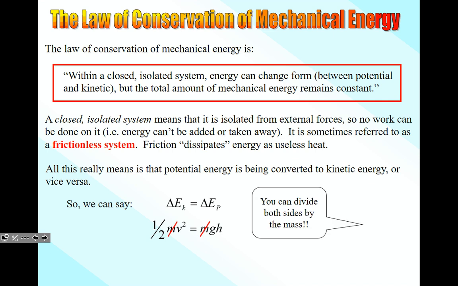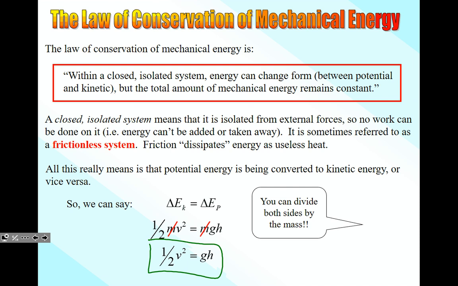Now, you can divide both sides by the mass. So if there's a transfer of energy and we have the concept that there's no loss, we can remove mass because mass is going to be the same on both sides. If you get rid of one or the other, you're dividing, so it gets rid of it anyways. So we get this cool little thing where 1/2 v squared is equal to gh.